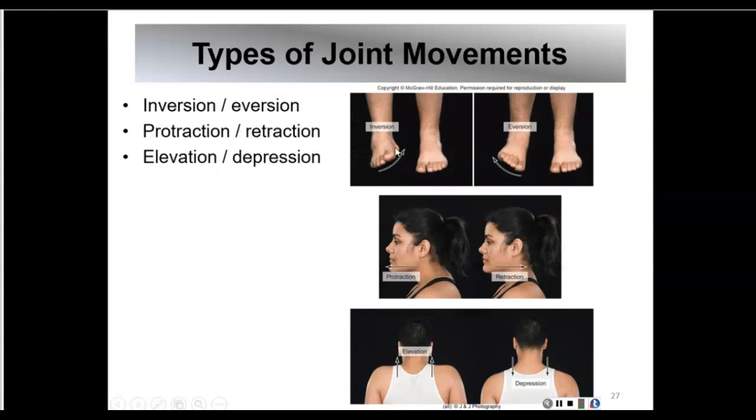Inversion and eversion, we usually talk about the ankle. Inversion is rolled in, eversion is rolled out. Protraction and retraction. Protraction is sticking the chin forward, retraction is pulling it back. Elevation is pulling the shoulders up, depression is pulling the shoulders down.